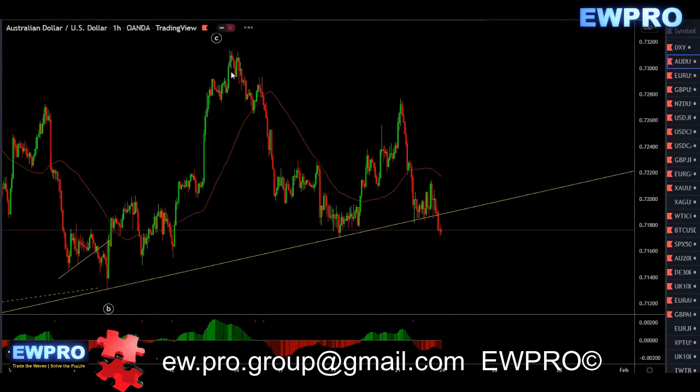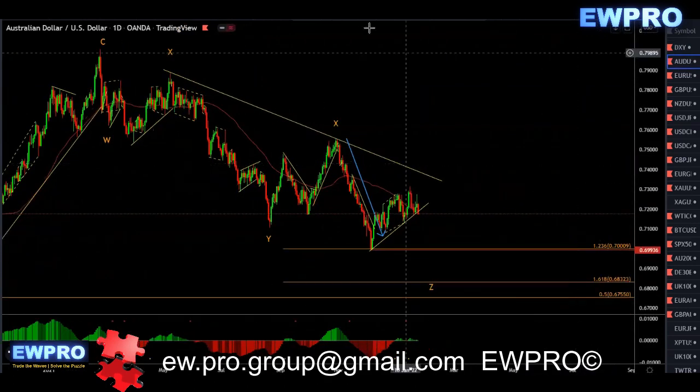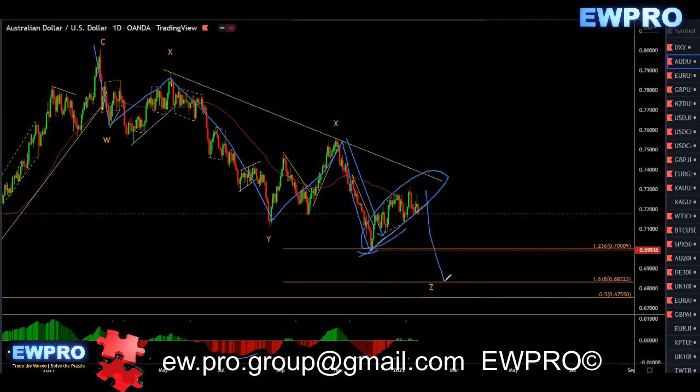AU on the daily. So we're looking at this WXY, X2, Z down, come to that first target 123.6, and we lost that bullish divergence. So from down here, we were looking for this as just a correction for another one down.